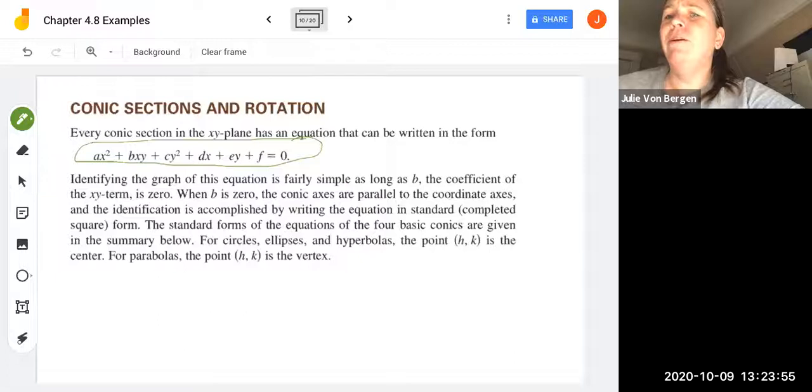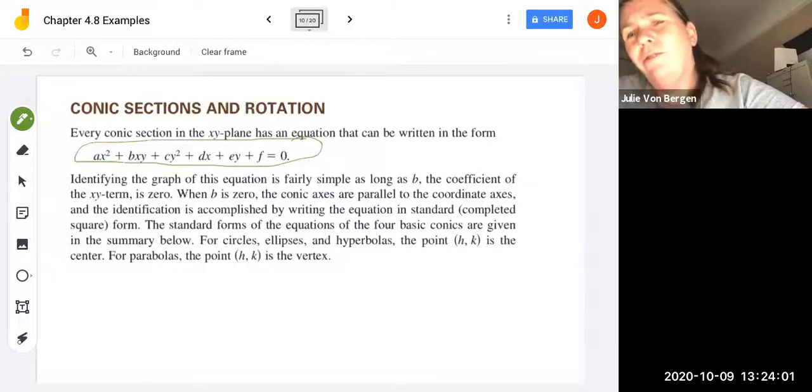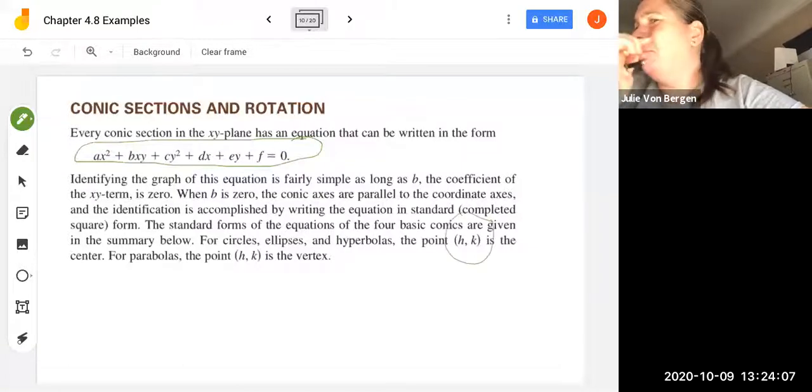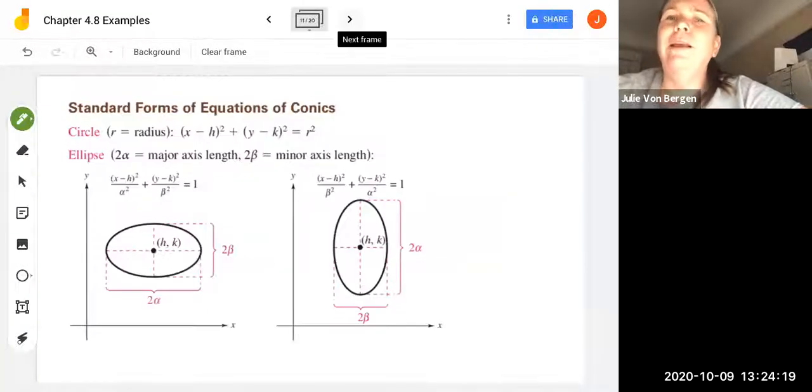The standard forms of the equations of the 4 basic conics are given in the summary following on the next pages. For circles, ellipses, and hyperbolas, we think about the point (h, k) as the center, and you saw that same notation back in calculus class. And for parabolas, (h, k) is a vertex, which I believe you also saw in calculus class. So here are the standard forms of equations of conics.